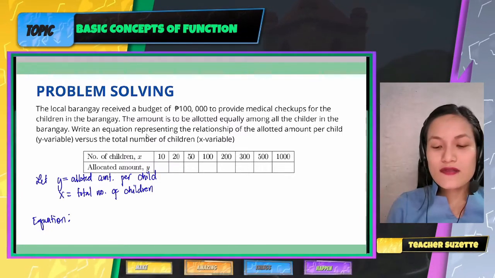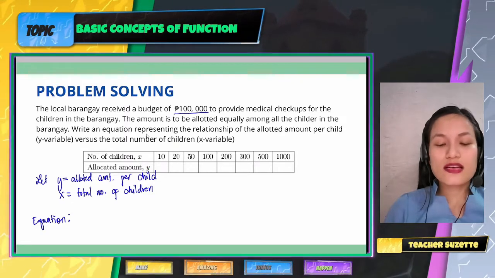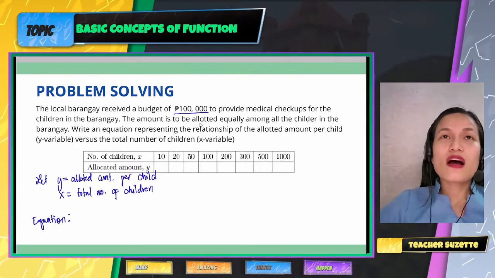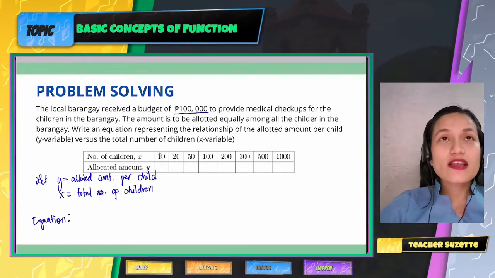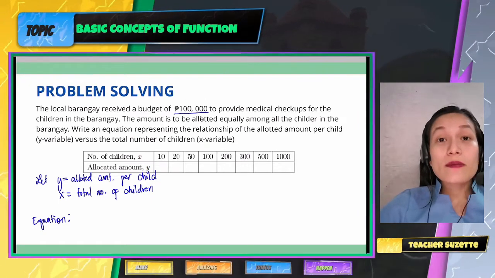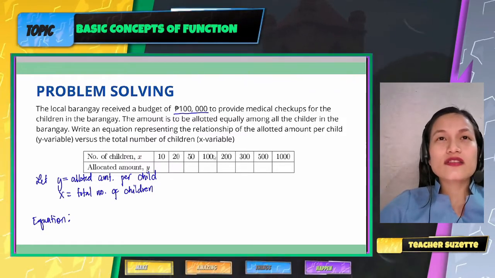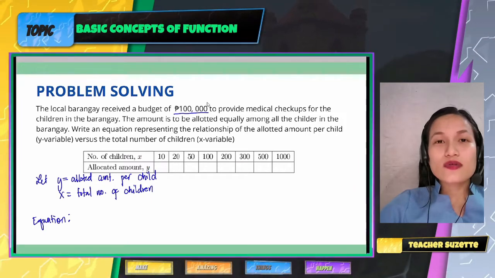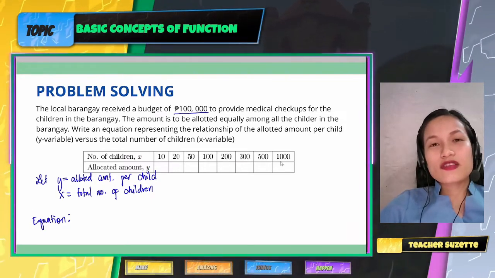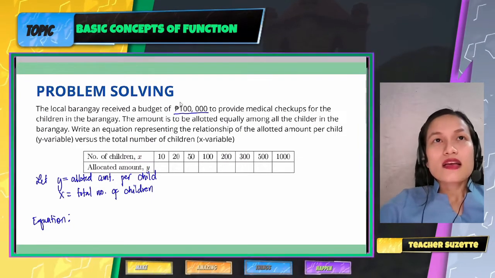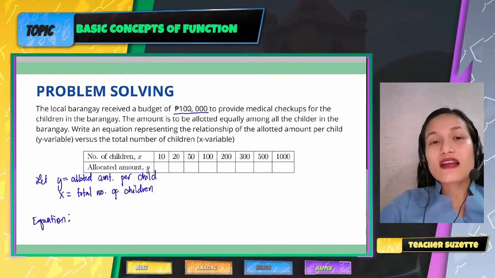Sabi, ano ba mga given? Meron tayong given na 100,000. And sabi dito, sa second statement is, the amount is to be allotted equally among all the children. So, kung 10 yan, yung 100,000 na to ay paghahatian nila. Kung 100 na estudyante or children yan sa barangay, itong 100,000 ay paghahatian ulit nila. Then, as the number of children increases, ito ay paghahatian nila lahat dun sa 100,000 na allotted budget.